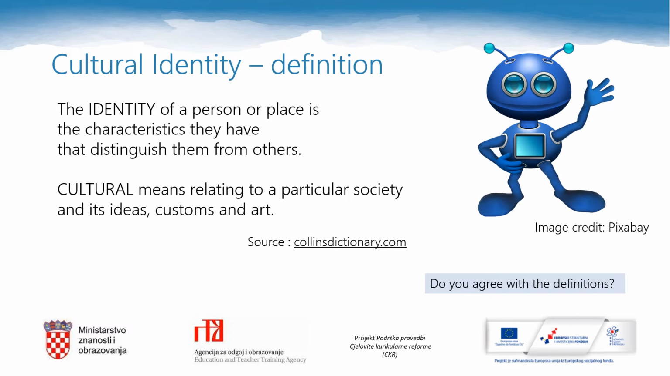Look at these two definitions. The first one defines the identity. It says the identity of a person or the identity of a place is all the characteristics they have, the person or the place, that distinguish them from others. So your characteristics that make you different from other people are your identity. Cultural means relating to a particular society, the ideas, the customs, the art in that society. That's cultural.